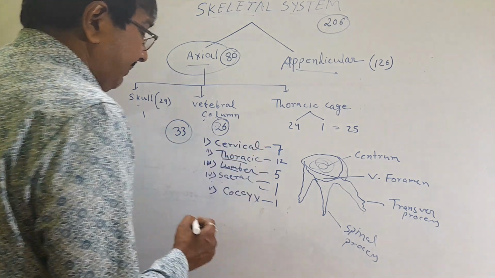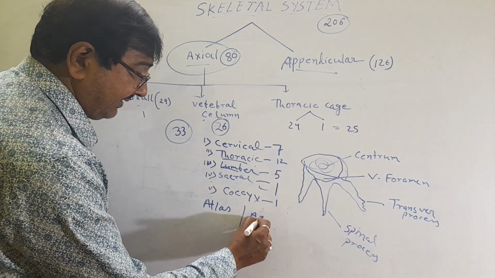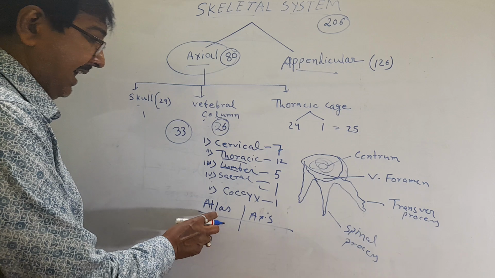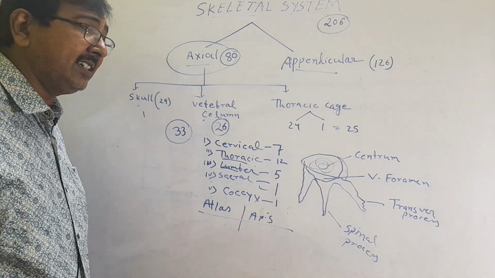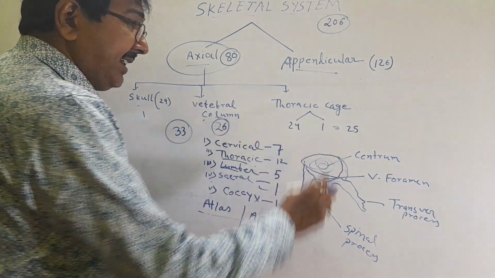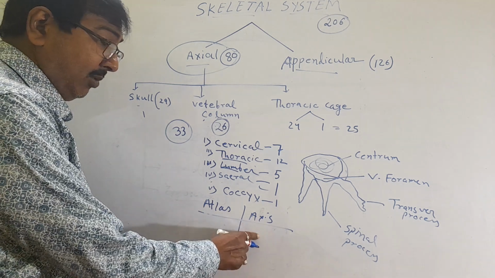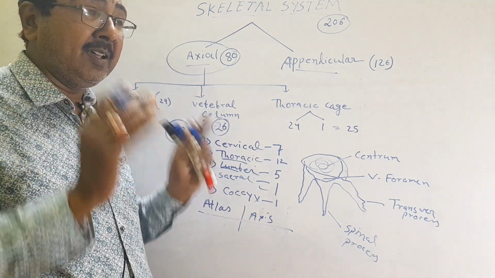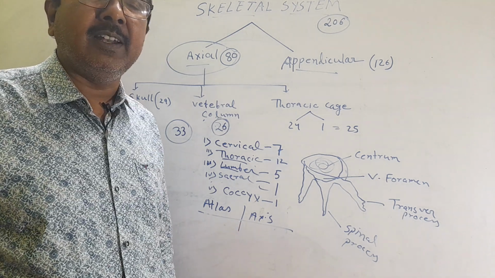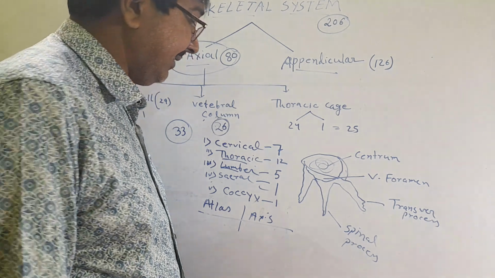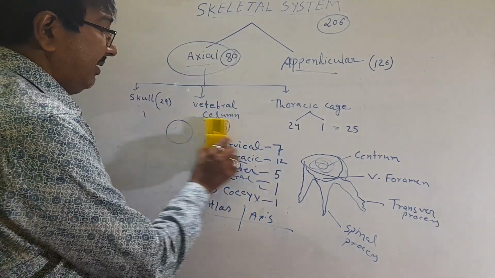The first bone of the vertebral column is called atlas and the second bone is called axis. What is the difference? Atlas has a special feature: it does not contain any centrum. Atlas helps skull movement forward and backward, and axis helps movement to the right side and left side. These are the differences between atlas and axis. Okay, that's about the vertebral column.